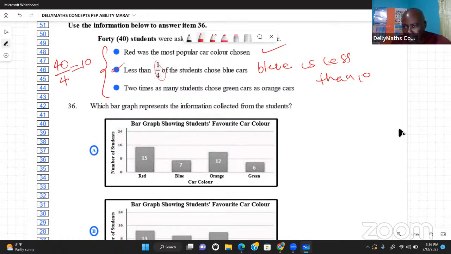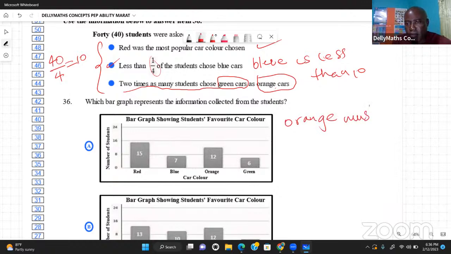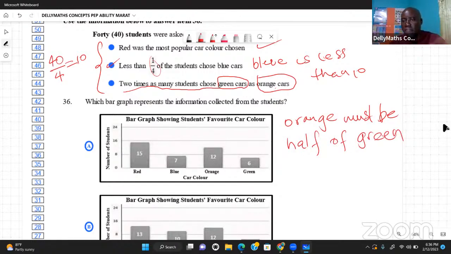Right, so let's go again. More clues. Watch this one now. 2 times as many students chose green as orange. Listen, 2 times as many chose green as orange. In other words, right now, I'm going to compare orange and green. Orange must be half of green. Watch this. The orange must be half of green. Must be. So I have a number of things to look for.